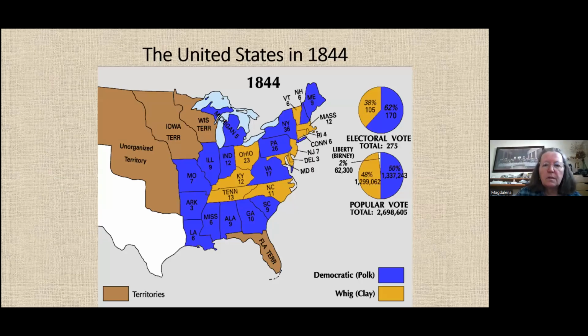So this is 1844. And you can see Polk's domain here in blue. Clay, Henry Clay, less so. And you see the territories and areas that have not been expanded yet.